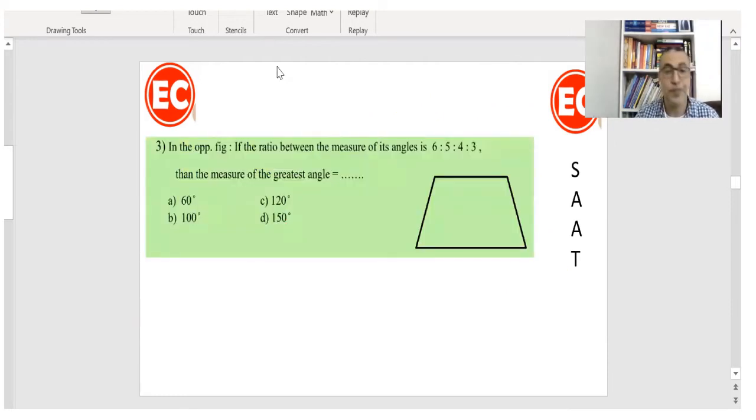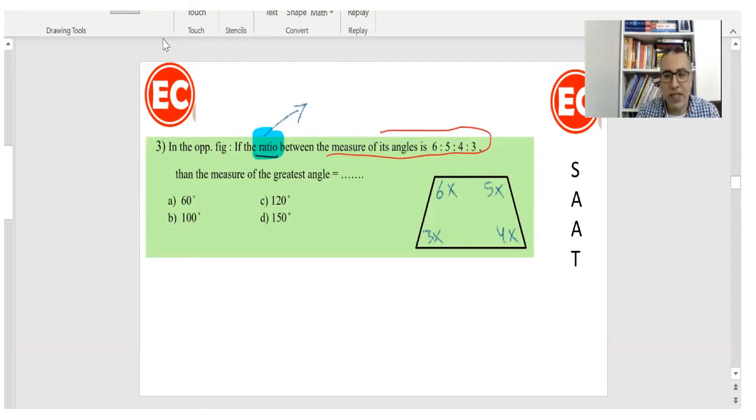Question number 3. In the opposite figure, the ratio between the measures of the angles. My advice to you, if you have the word ratio in any of the questions, is that you change the ratio into values. So for example, 6x, 5x, 4x, 3x. If you have a ratio, change the ratio into values by adding a letter like m or x.